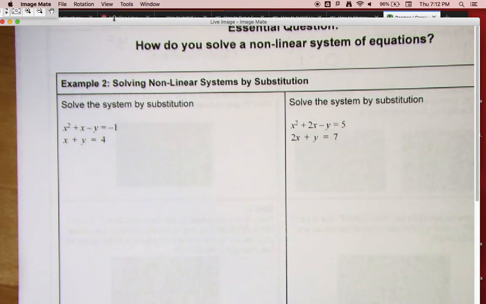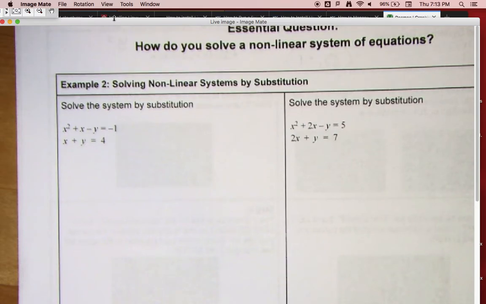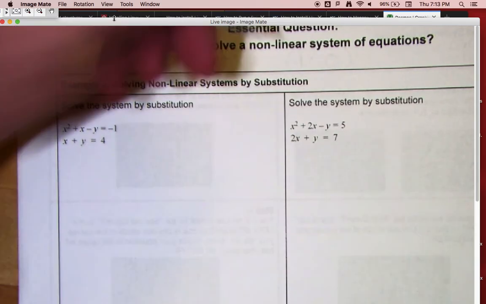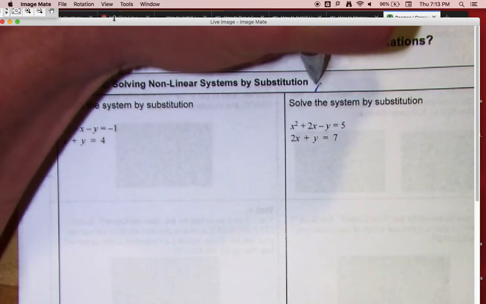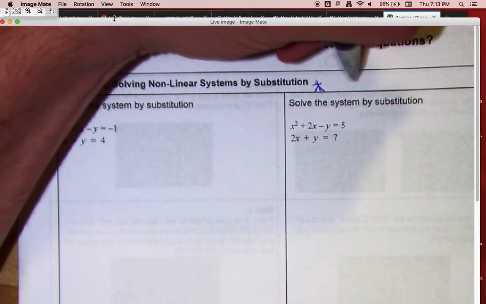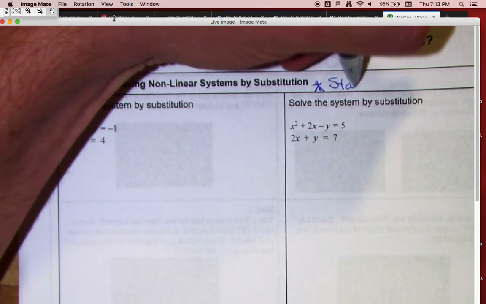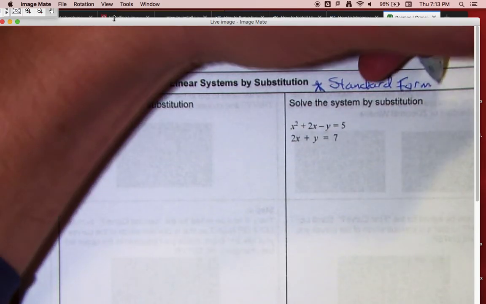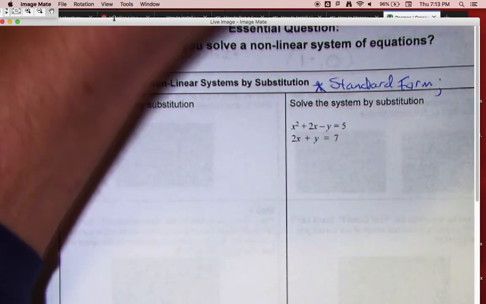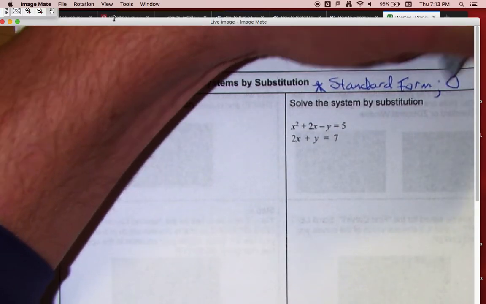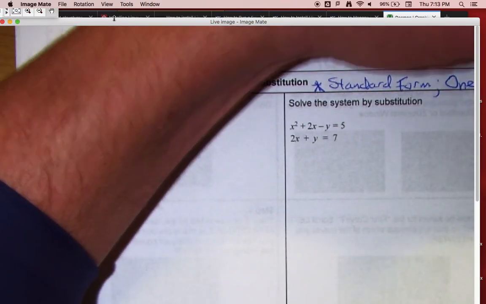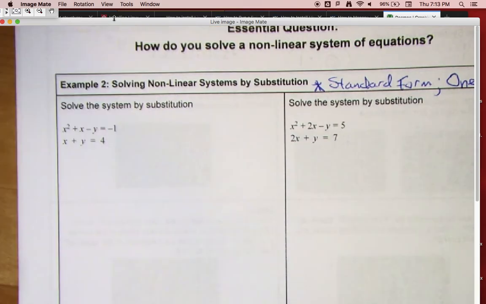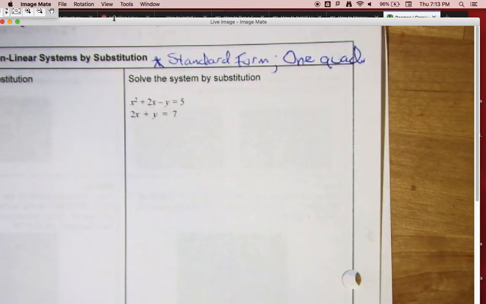Okay, so solving systems by substitution. When do we use this? We use this method when we have one equation that's in standard form, and the other equation, and we also have one quadratic. So let me put down one quad right there. One quad is what I wrote down.